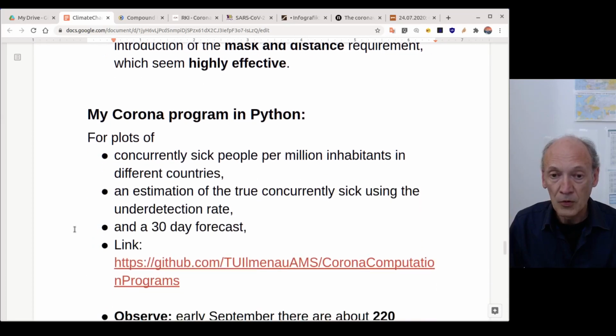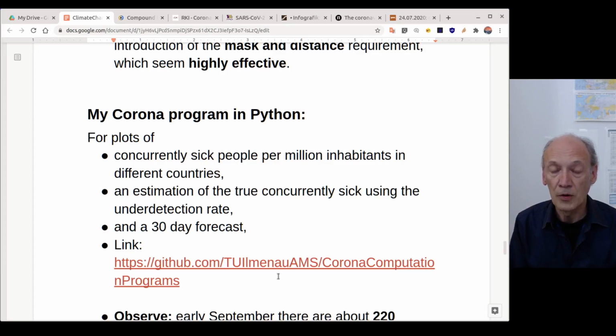So for the computations of the under-detection factor, and also for estimating the true number of infected, I wrote a few Python programs, and put them on our GitHub repository that you can see here, and put them in this folder, and they can be run in the browser.